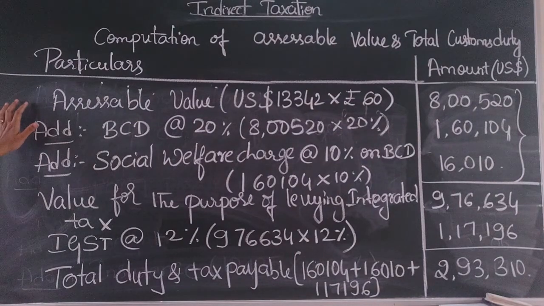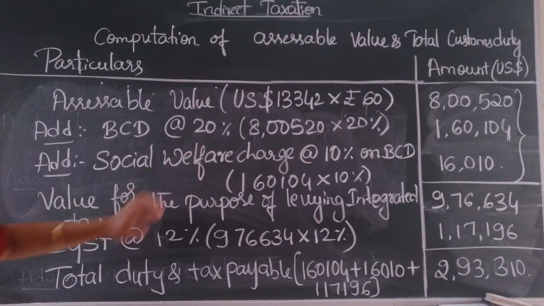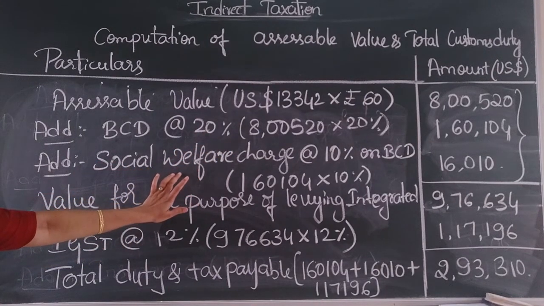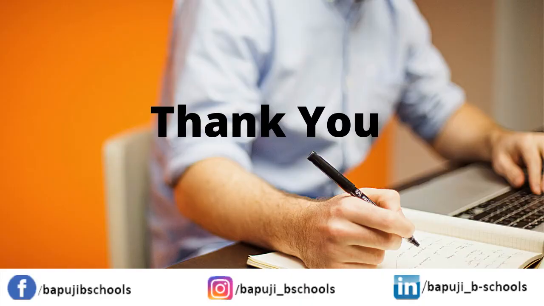So once again I will explain, after finding the assessable value, basic customs duty at 20% given in the problem we have to take, social welfare charge which is not given but it is compulsory to take, add 10% on BCD. Then value for the purpose of levying integrated tax is adding assessable value, basic customs duty and social welfare charge. After adding these three, you will get IGST as 12%. Then total duty and tax payable is basic customs duty plus social welfare charge plus IGST gives you the total duty and tax payable.